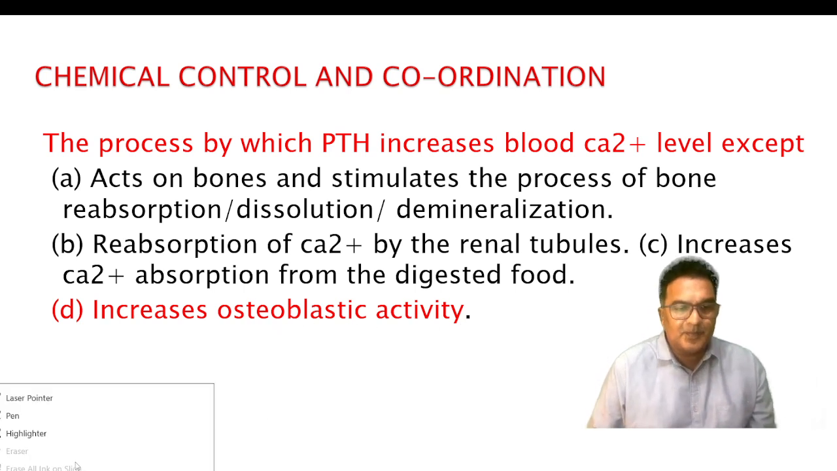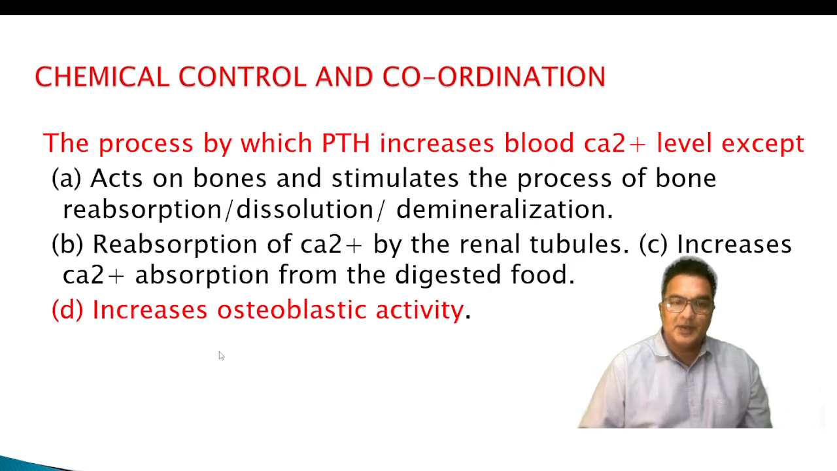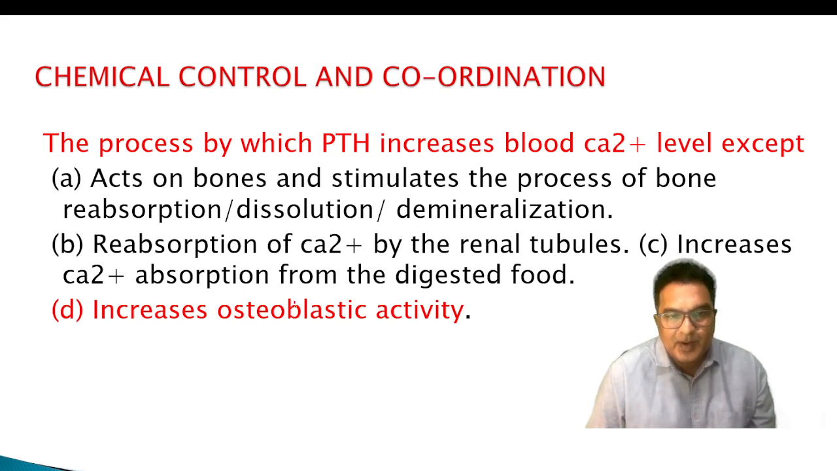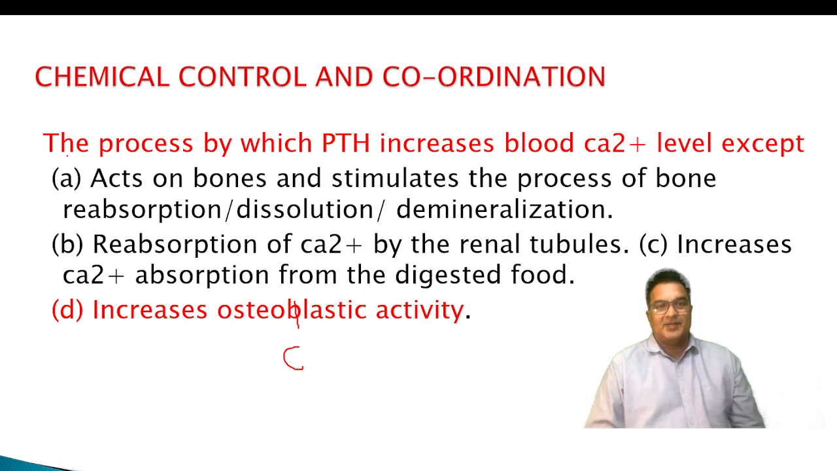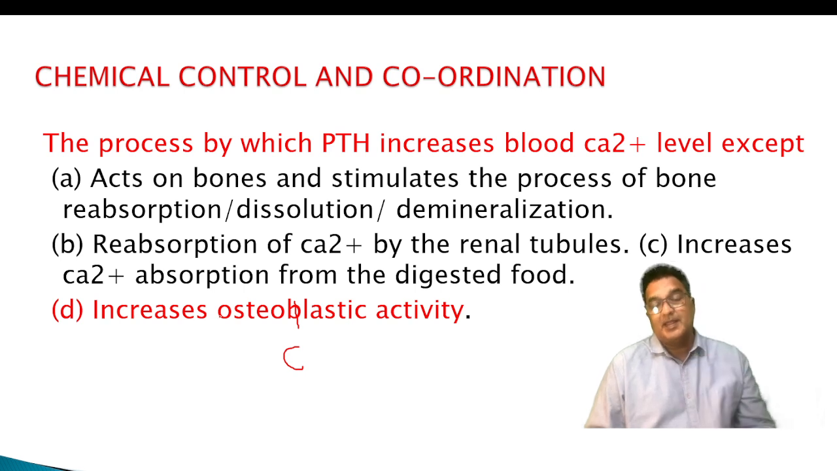Increases osteoblastic activity. What is osteoblastic activity? Blastic means formation. Here, parathormone is not doing blastic activity, it does clastic activity. So that's why, for the process by which PTH increases blood calcium level, the exception is increasing osteoblastic activity; it increases osteoclastic activity.